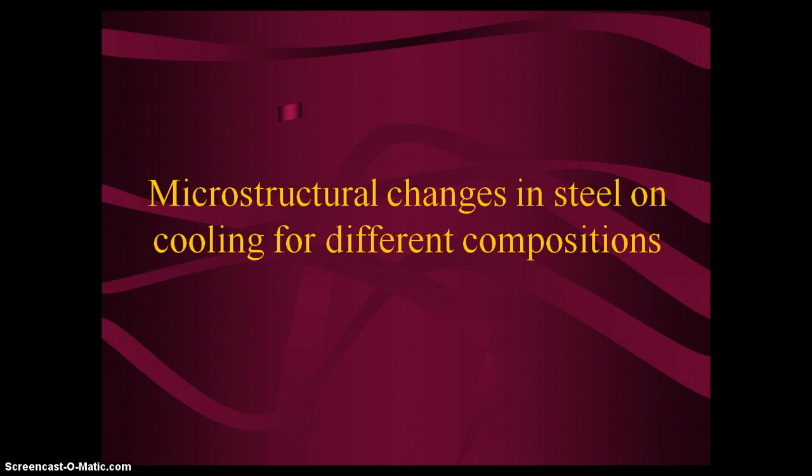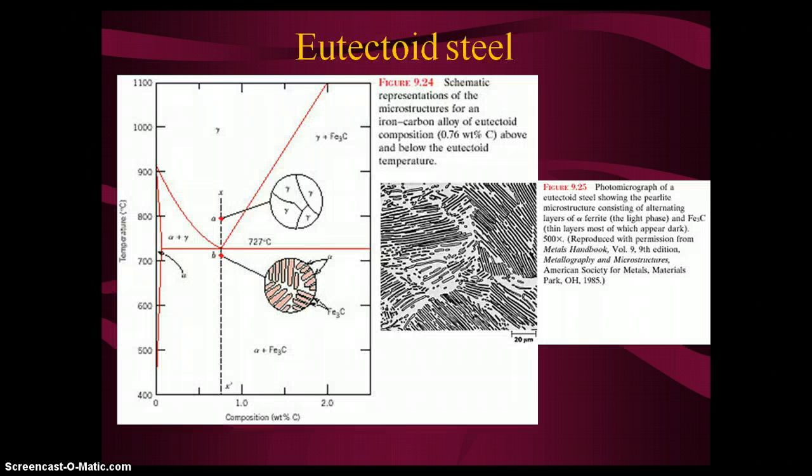These microstructural changes in different compositions we call microstructures for iron carbide, that is, the eutectoid composition, which is 0.76% carbon added to the steel.